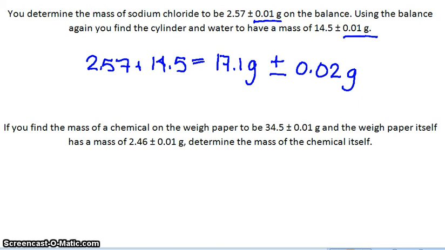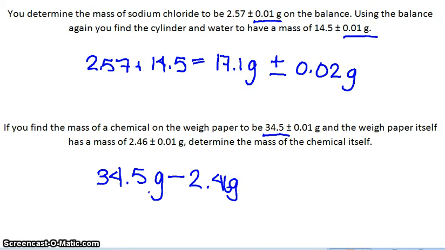So what we're going to do is the whole thing weighed 34.5 grams. Alright, and we dump that 34.5 grams into another beaker, but we need to find out how much that paper weighed, and that paper weighed 2.46 grams. Now, also with subtracting, you have to add the uncertainties.